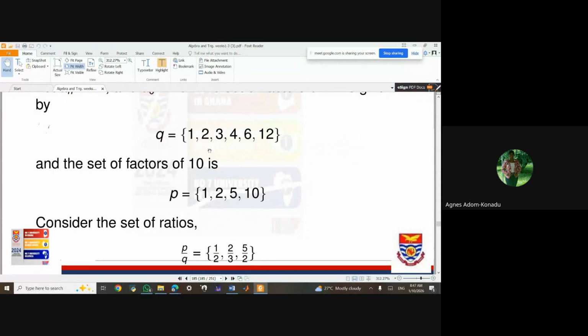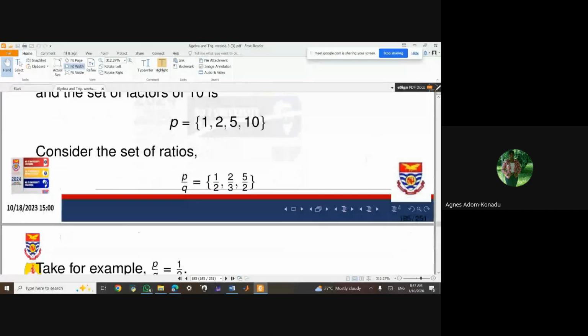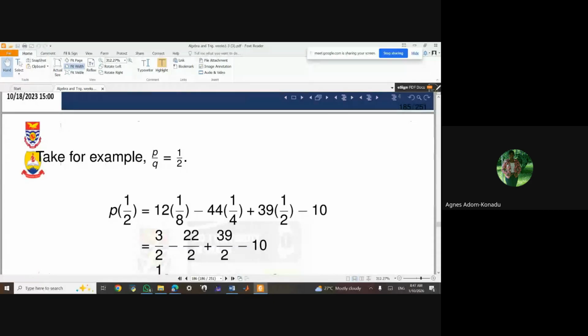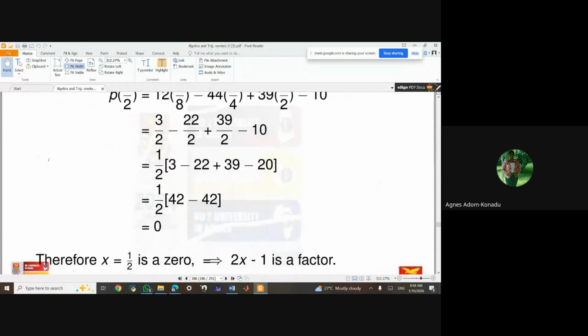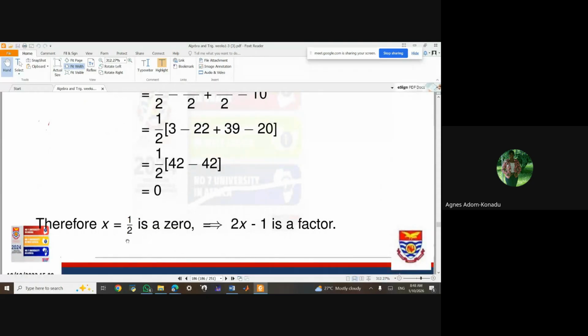Some of them will be repeated, but this is the set that you're going to get. So you substitute. The first term is 1 over 2, so I substitute 1 over 2 into the function. You simplify and you are going to get 0. So if you get 0, it means that x equal to 1 over 2 is a zero. This means that 2x minus 1 is a factor.